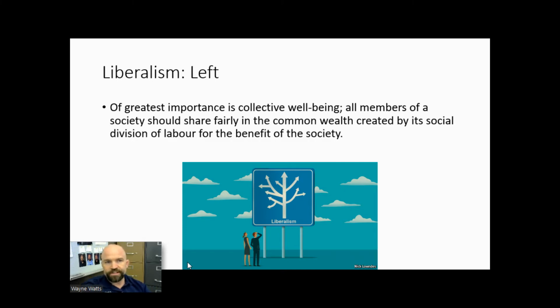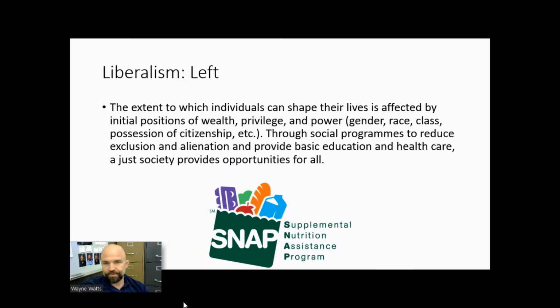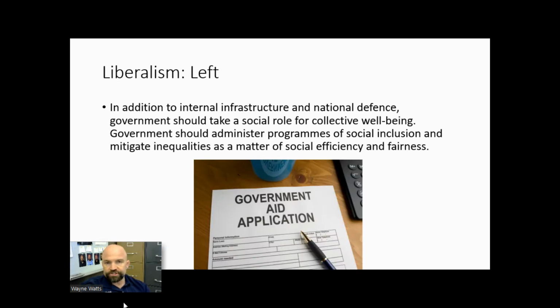Of greatest importance is collective well-being. All members of a society should share fairly in the commonwealth created by its social division of labor for the benefit of the society. The extent to which individuals can shape their lives is affected by initial positions of wealth, privilege, and power, gender, race, class, possession of citizenship, and so on. Through social programs to reduce exclusion and alienation and provide basic education and healthcare, a just society provides opportunities for all. In addition to internal infrastructure and national defense, government should take a social role for collective well-being.